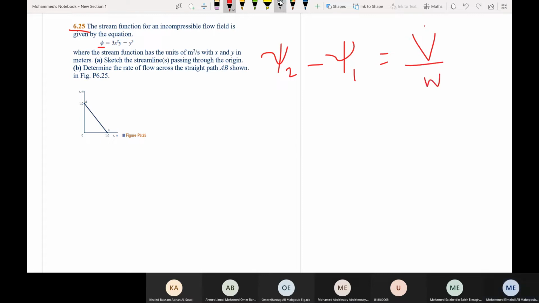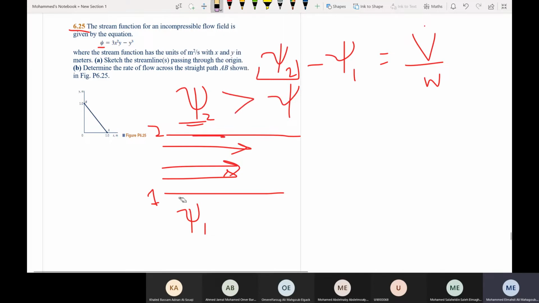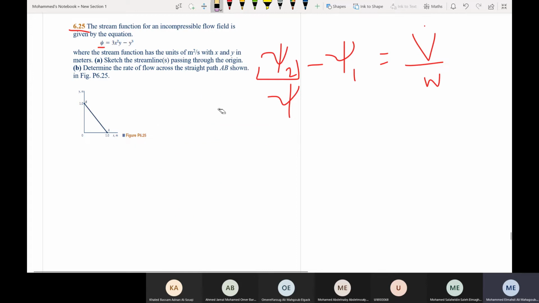Okay. And the value of the stream function is going to be higher on the left side of the flow. Okay, so maybe I have this one. This is stream 1 and this is stream 2, and I have a flow here. So the value of psi 2 should be higher than psi 1, because the flow is going in this direction, and the stream value on the left side of the flow should be higher.